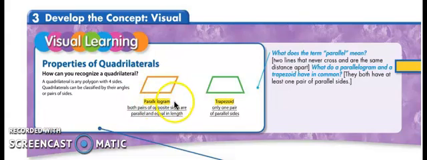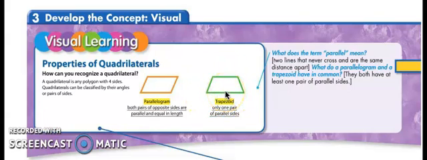A parallelogram is a quadrilateral where both pairs of opposite sides are parallel and equal in length. So these 2 sides are parallel, and then these 2 are also parallel. A trapezoid is a little bit different than a lot of these quadrilaterals in that it only has 1 pair of parallel sides. This side right here, if you kept going, would actually intersect at some point. So the parallel sides are this one and this one.